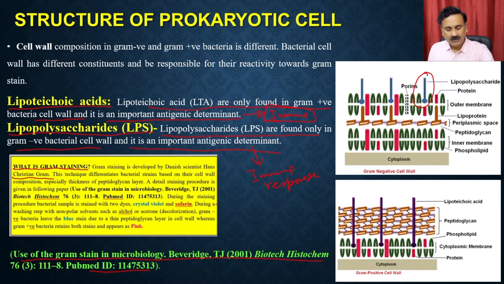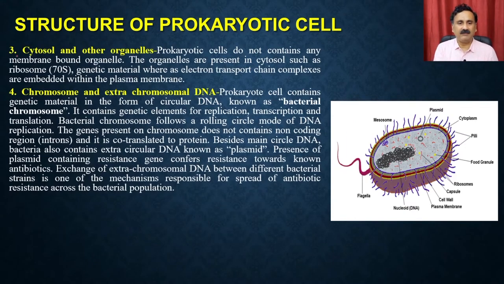So now let's move on to beyond the cell wall. Apart from the cell wall, they have the cytosol and other organelles. Prokaryotic cells do not contain any membrane-bound organelles. The organelles present in the cytosol include the 70S ribosomes and the genetic material, whereas the electron transport chain and complexes are embedded within the plasma membrane. You will see the description of the electron transport chain when we talk about the mitochondria.